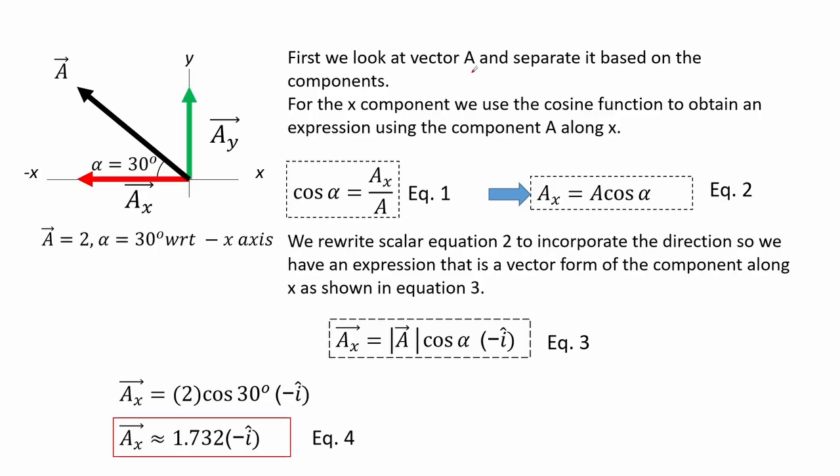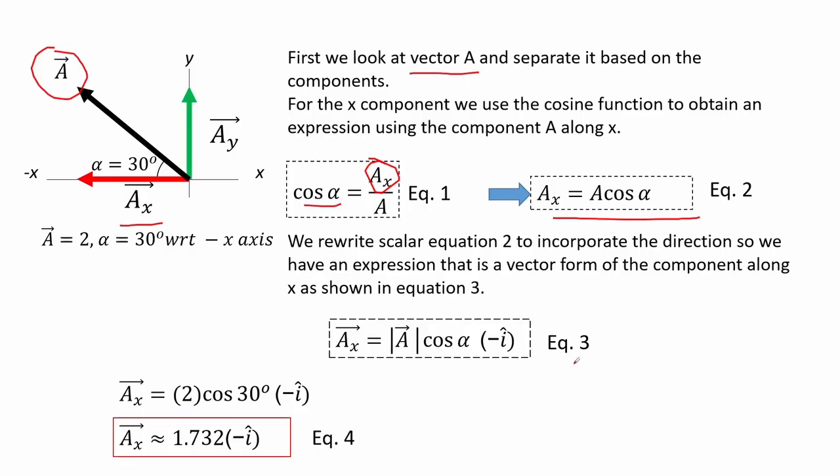First we look at vector A and separate it based on the components. For the x component we use the cosine function to obtain an expression using the component A along x. So using equation 1, which is a cosine function, will give us equation 2, which shows an expression for the component of x but gives only the magnitude.